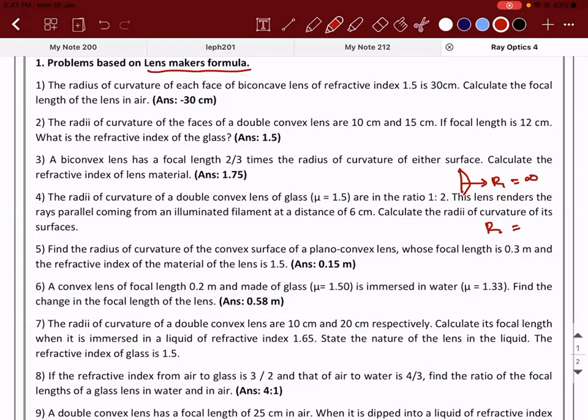Yes, sir, I'm getting 0.15 meters. So 1 by f, 1 by 0.3, is 10 by 3, equal to mu minus 1, that is 0.5, into 1 by infinity minus 1 by r. So there's 0. 20 by 3 is equal to 1 by r, which implies r is equal to 3 by 20, 0.15. Correct? So 0.15 meter is right. Sixth one.